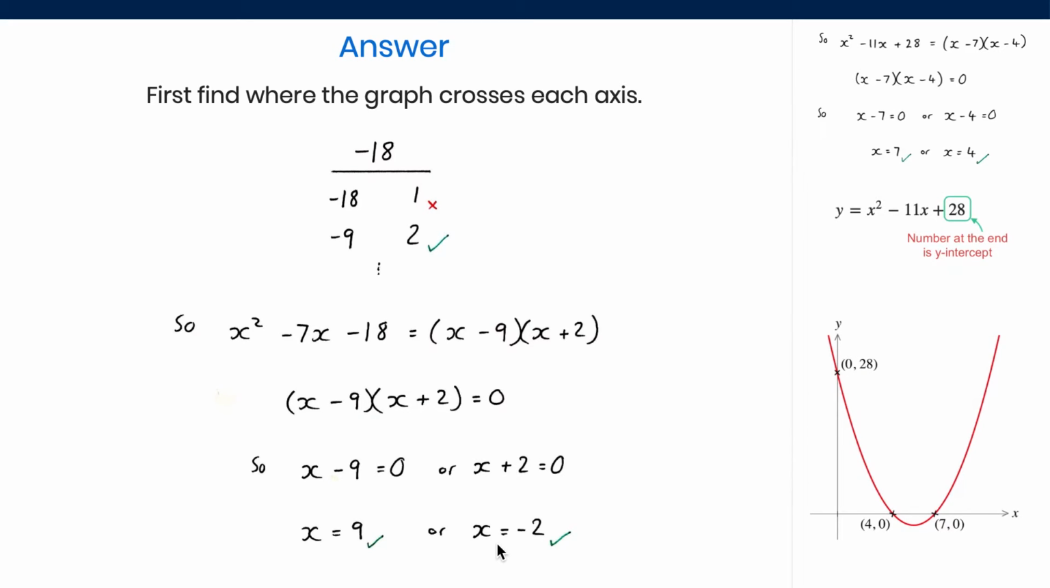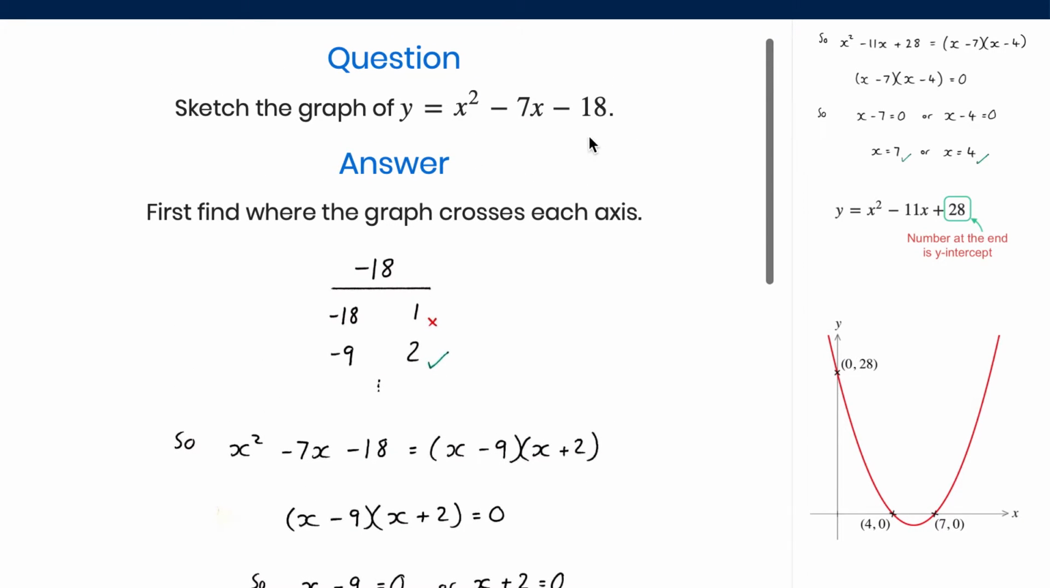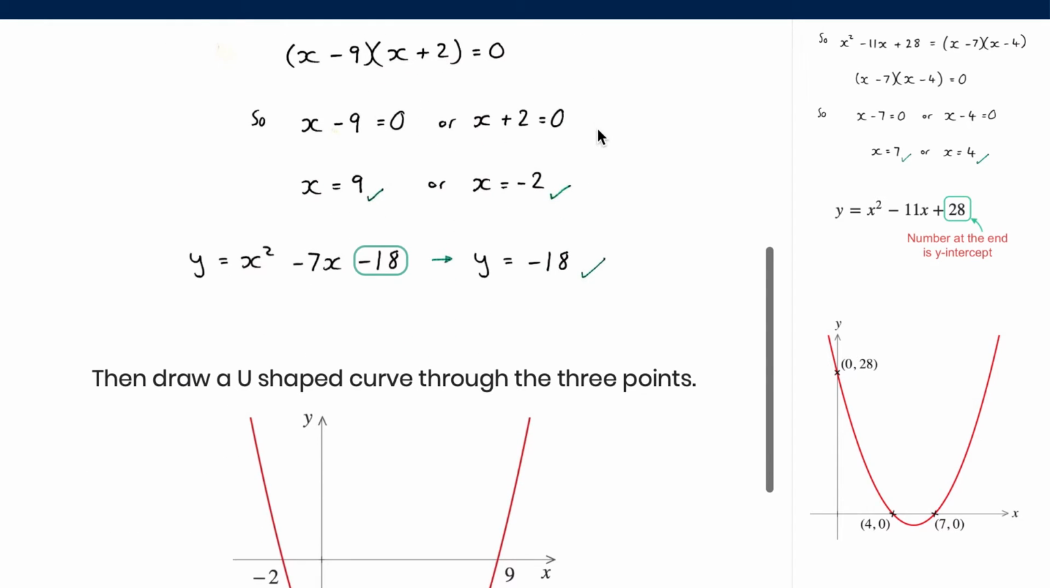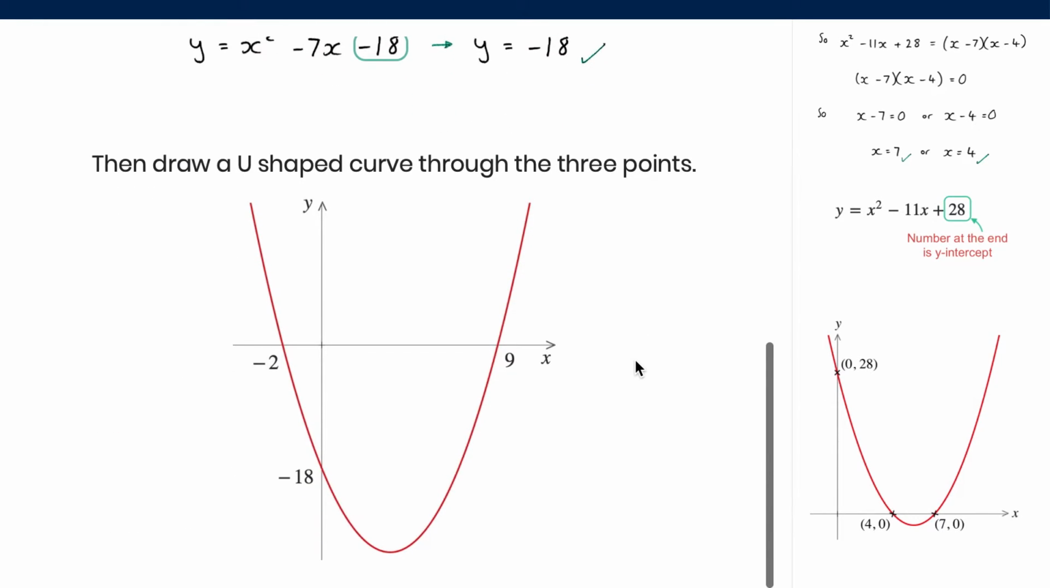And all that's left is to find where it meets the y-axis, which can actually be found by looking straight at the equation, which we have x squared minus 7x minus 18. Minus 18 is the number on its own, so it crosses the y-axis at minus 18. Now that we have all 3 points, we can draw a U-shaped curve through them. So again, draw the axes, label them x and y, mark the points where they meet, so 9, 0, minus 2, 0, and 0, minus 18, and draw a smooth curve through them that looks U-shaped and is symmetric.